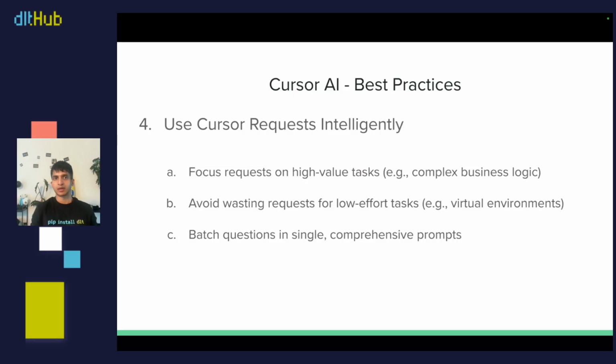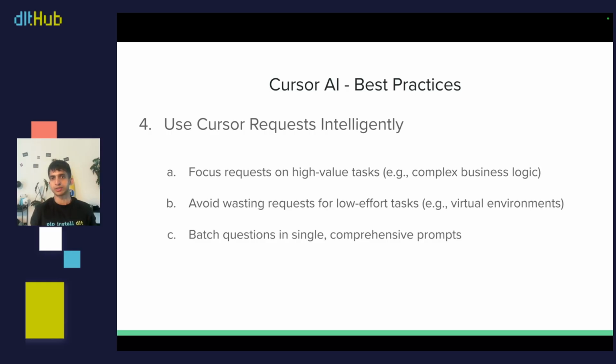And next is, of course, to use Cursor requests intelligently. Now, this especially applies to people in the free tier who have only 50 requests at the very beginning. You don't want to use your agent to do every single thing, right? Because that would be a waste of your requests. Rather, it's best to focus on the more high-value tasks, such as the complex business logic. A good example of this is building the data pipeline with dlt, which includes defining all the parameters and the configurations, because that would take a long time to do by yourself manually.